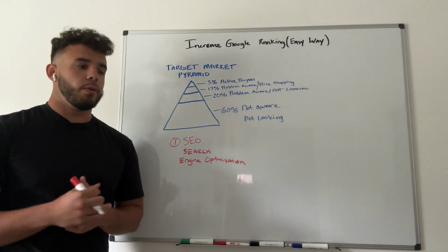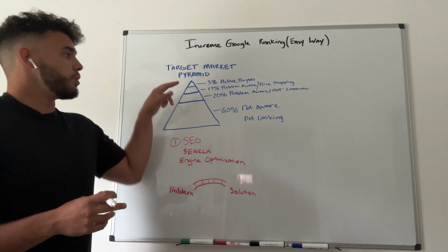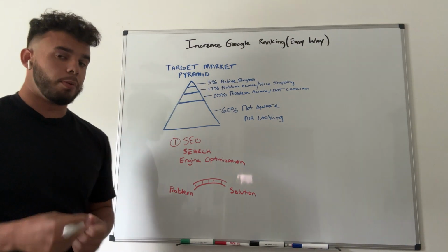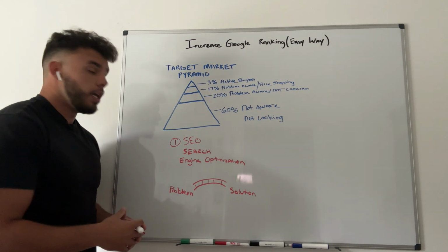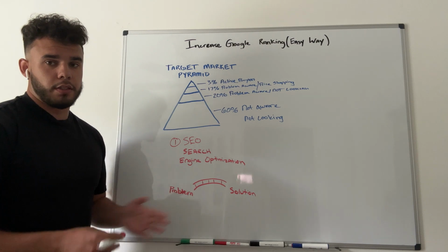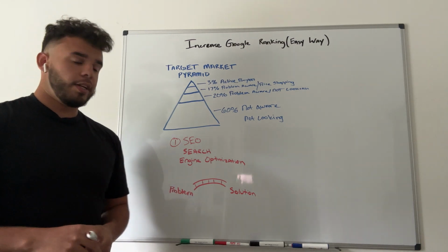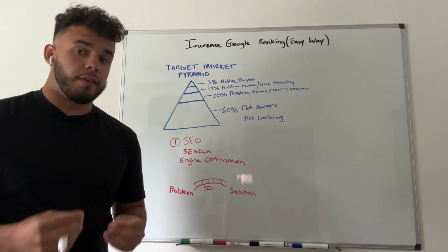And just to kind of give you a brief description of that, I'm going to draw this diagram. Here's my diagram. This is your top 20%, right? So this is your 3% active buyers and the 17% that are problem aware. They're aware of the problem. They're actively searching right now for the solution. And what SEO does is, this is my bridge. I don't know if that looks like a good enough bridge for you, but that's my diagram of a bridge. SEO is the bridge between the problem and the solution for the people that are actively looking for a solution.